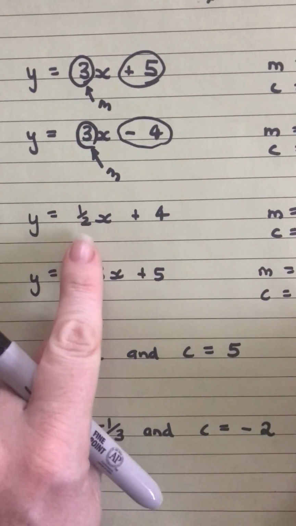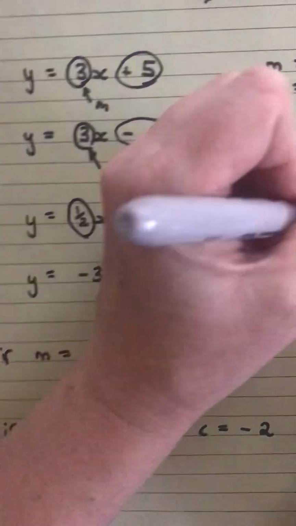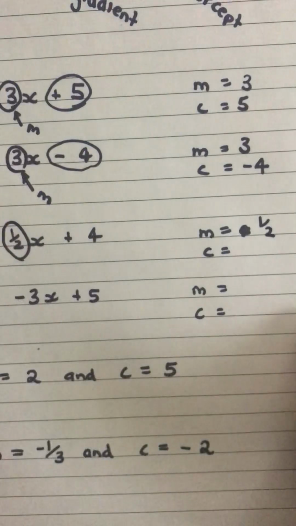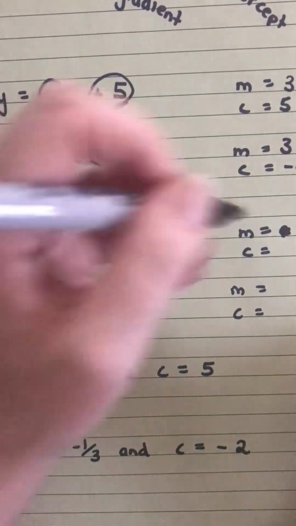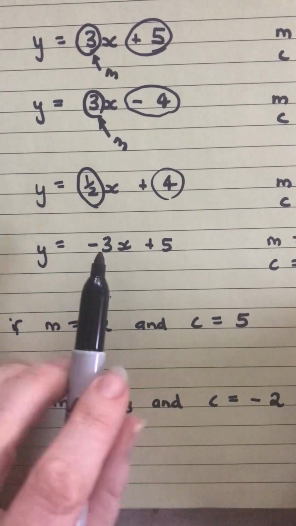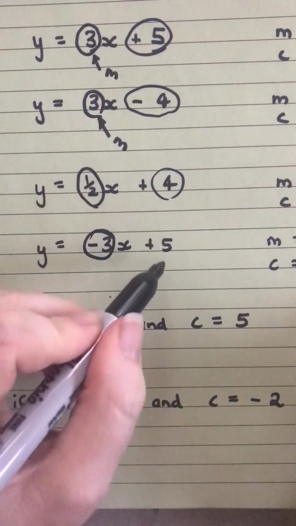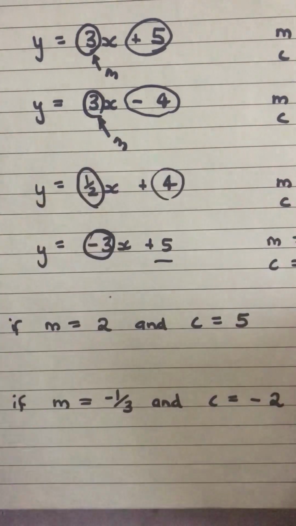The next one we've got is a half x plus 4. So our gradient is the half, our m is the half, and our y-intercept is the 4. Then in our last one of this type, we've got our gradient is negative 3, and our y-intercept is 5.